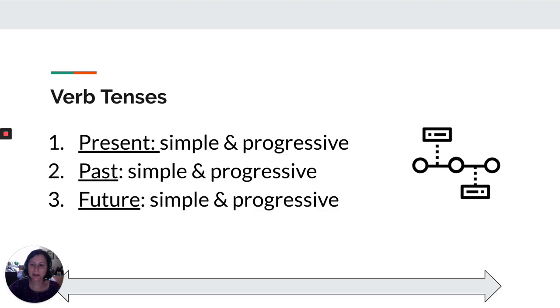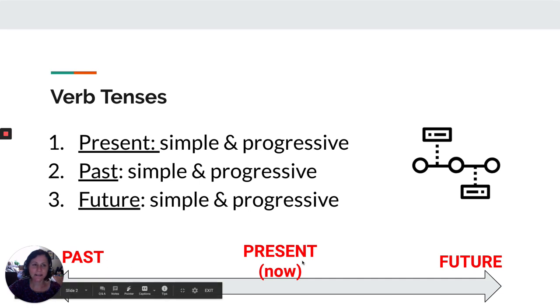We're going to talk about the present, past, and future, and how to use the simple and progressive forms. We're going to be learning how to talk about the past, the present, and the future. So this video will help you use verbs correctly depending on the time you want to talk about.